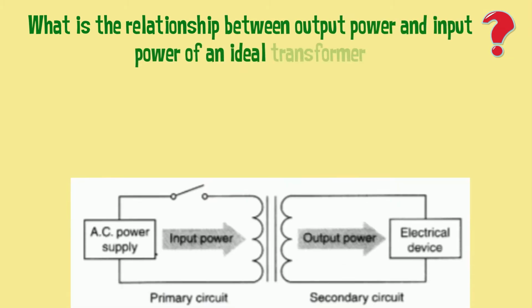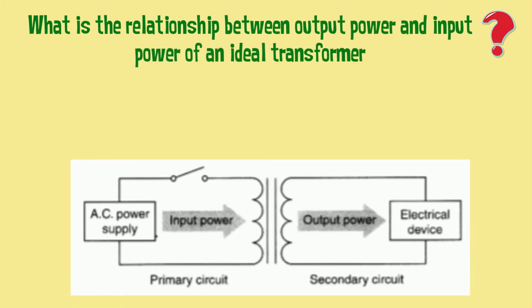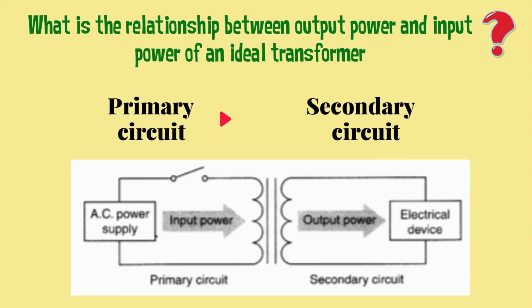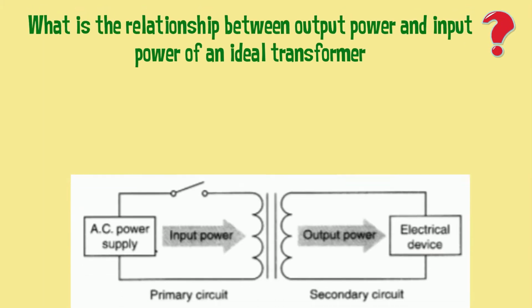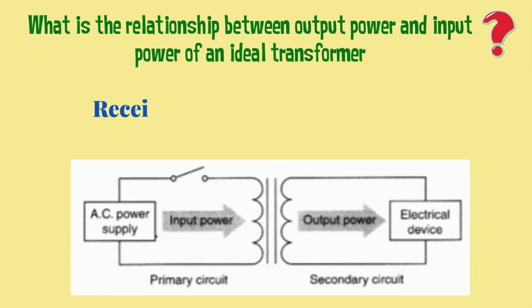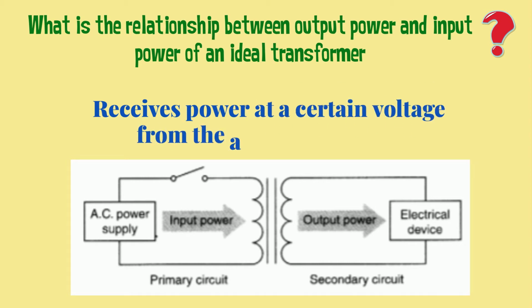Next, we will look at the relationship between output power and input power of an ideal transformer. Theoretically, a transformer transfers electrical power from the primary circuit to the secondary circuit. The primary circuit of a transformer receives power at a certain voltage from the AC power supply, and the transformer delivers this power at another voltage to an electrical device connected to the secondary circuit.